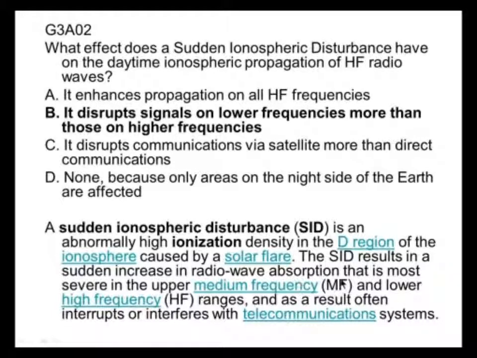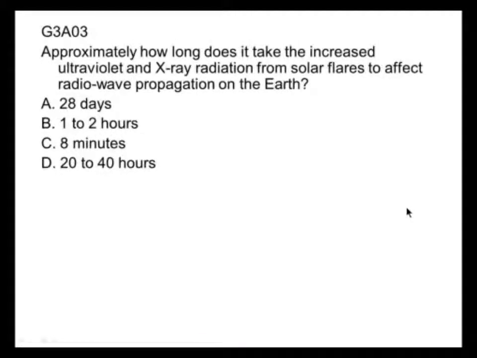These lower layers, the D region, absorb radio waves. That is most severe in the medium frequency and lower high frequency ranges, and as a result often interrupts or interferes with telecommunication systems. If I remember right, I got this out of Wikipedia, for the definition of a sudden ionospheric disturbance. So there are all kinds of sources for this stuff. Sometimes you can go to Wikipedia, sometimes you can just Google a term like sudden ionospheric disturbance and find some information.